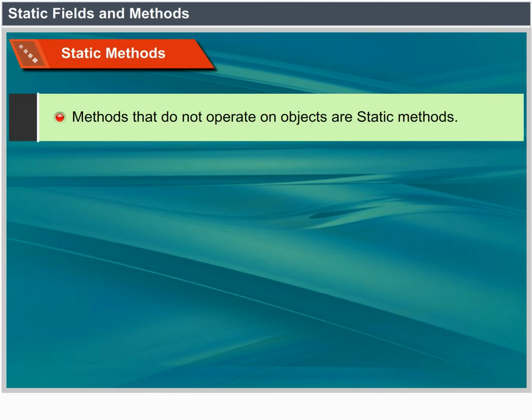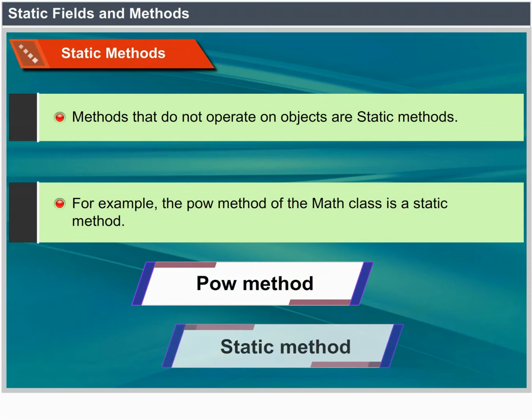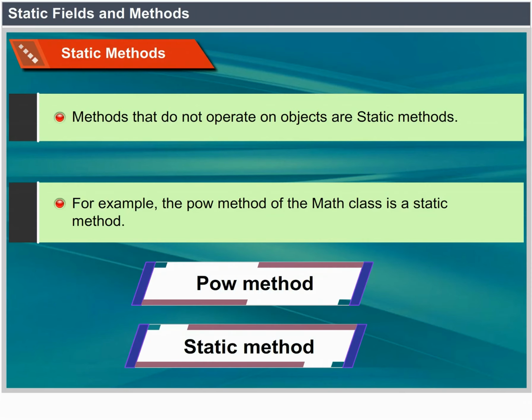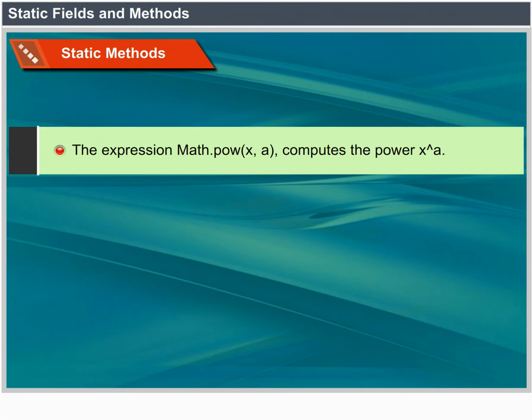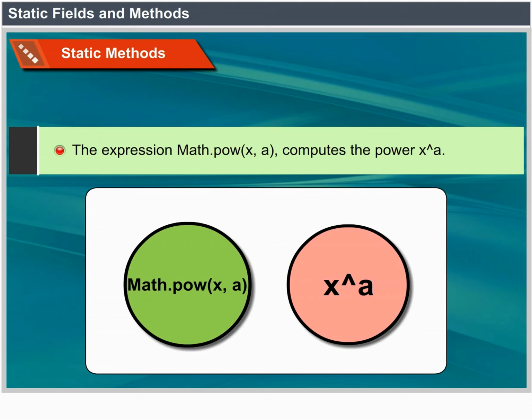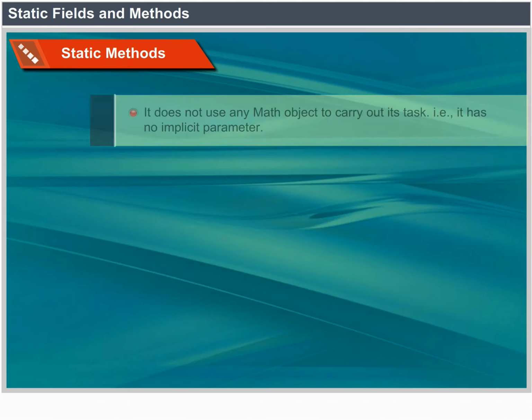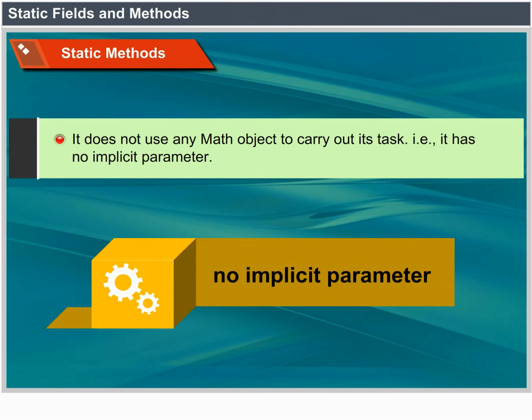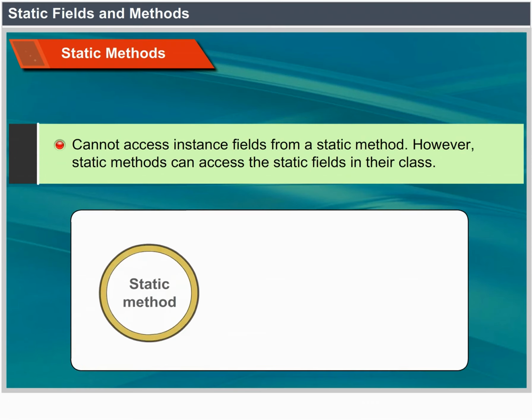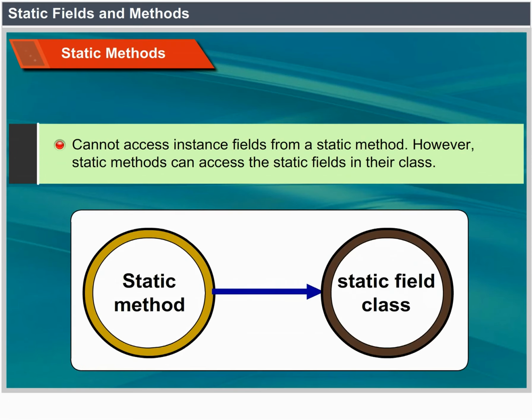Static methods. Methods that do not operate on objects are static methods. For example, the pow method of the Math class is a static method. The expression Math.pow(x, a) computes the power x to the a. It does not use any Math object to carry out its task. That is, it has no implicit parameter. You cannot access instance fields from a static method. However, static methods can access the static fields in their class.